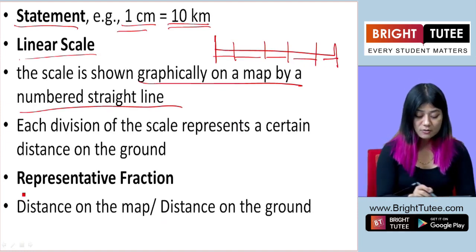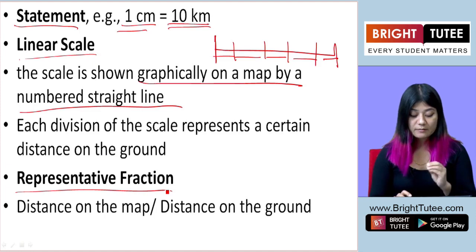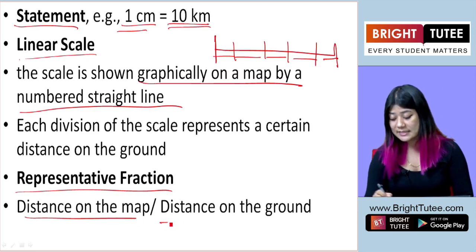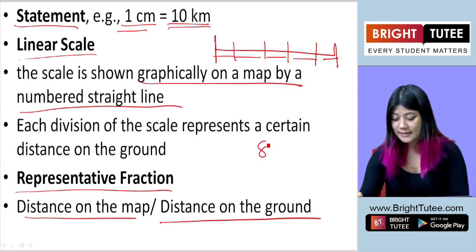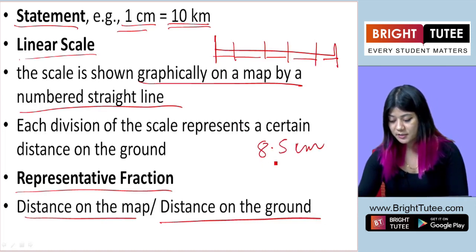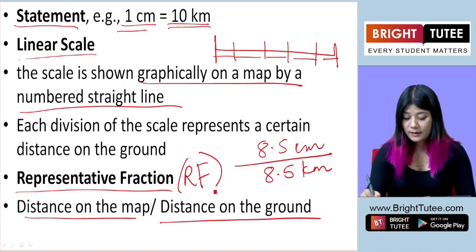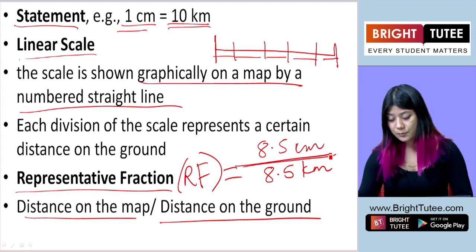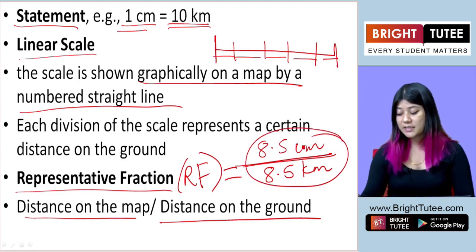The third kind of scale is called representative fraction. Representative fraction is basically distance on the map divided by distance on the ground. So in the earlier example, we had 8.5 centimeter distance on the map, 8.5 kilometers distance on the ground. So if we are to calculate the representative fraction, then it will be 8.5 centimeter divided by 8.5 kilometer. This is the representative fraction.